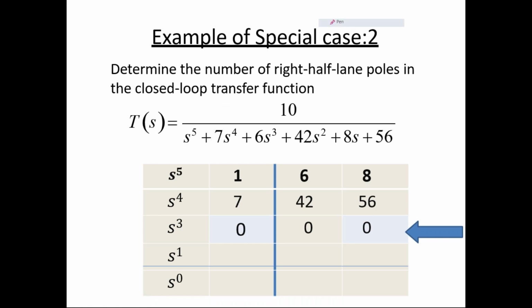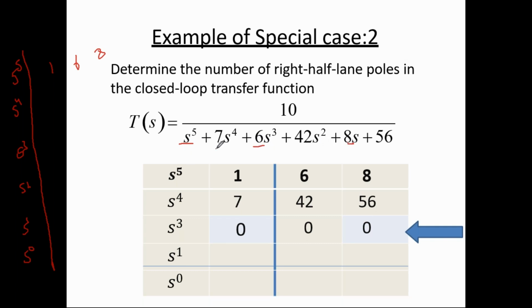So I'm going to write it here: s power 5, s power 4, s cubed, s square, s power 1 and s power 0. So you have to write like this. Here the highest order is 5, right? That is an odd number. So you have to arrange the first row with odd coefficients and the second row with even coefficients. So what will you get? What are the values in the first row? 1, 6, 8.